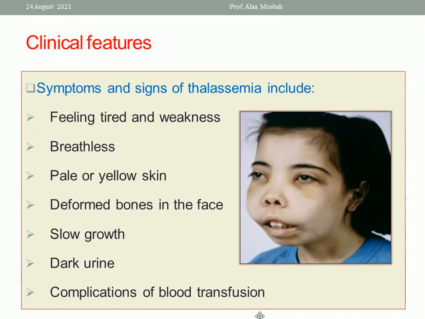Symptoms and signs of thalassemia may include feeling tired, weakness, breathlessness, pale or yellow skin, deformed bones in the face as in this picture, slow growth, dark urine, and complications of blood transfusion and the drugs given.